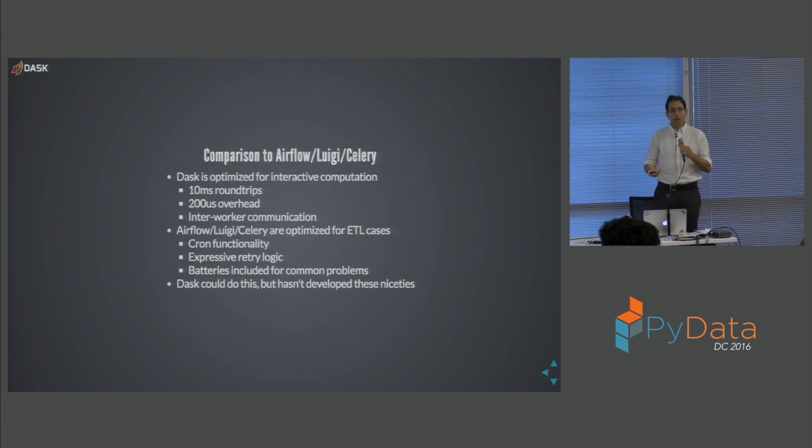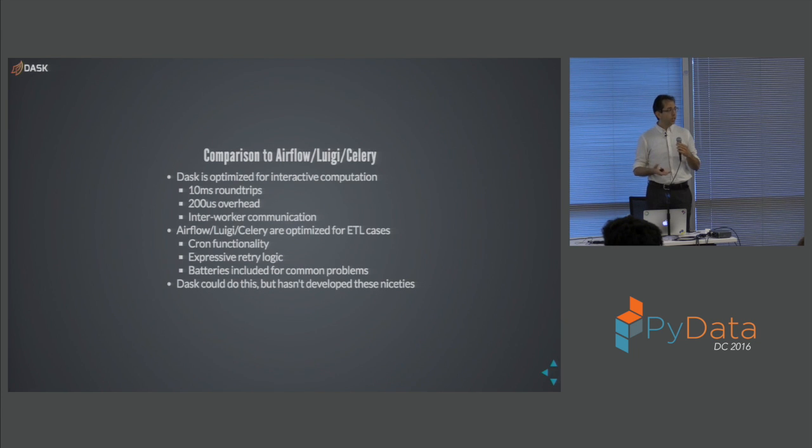Similarly, Dask can do some things similar to Airflow and Luigi and Celery. It operates in this low latency, generic task farming mode. So Dask is generally better at interactive computations. Our overheads are lower, our latencies are lower, because we needed to really optimize for those things. We think about the right way to compress data, which is not something that most ETL pipelines think about. Interworker communication is a big thing.